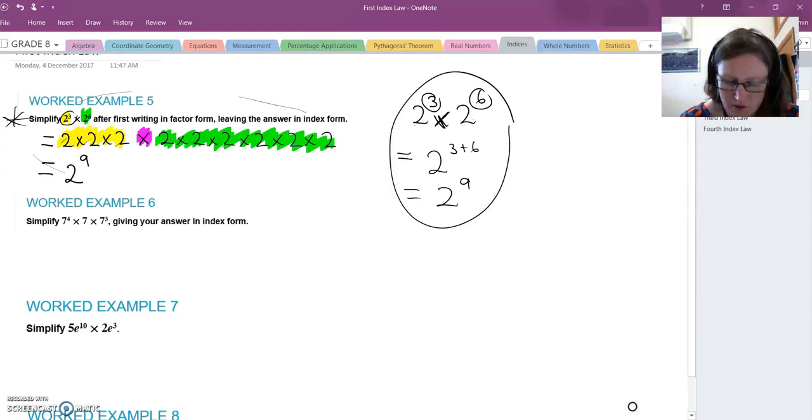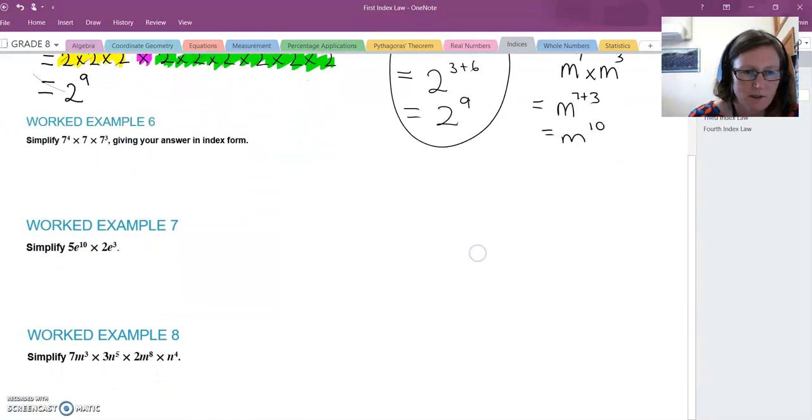So on the side, if we do another one, if we had m to the power of 7 times m to the power of 3, rather than writing that out in factor form, have they got the same base? Yes, the base is m. Are they multiplied together? Yes. So if they're both the same base and multiplied together, we can simply add the indices. That would give us m to the power of 10.